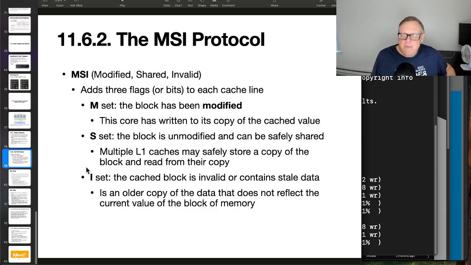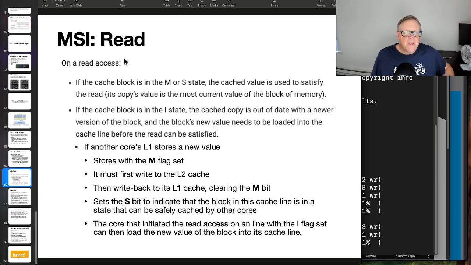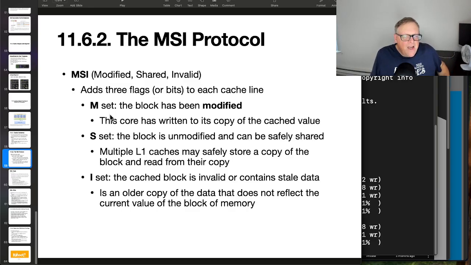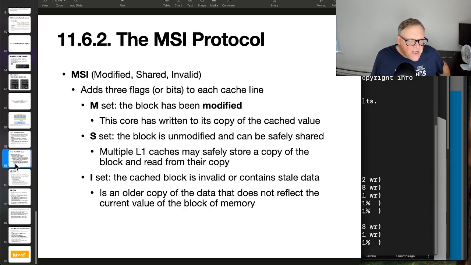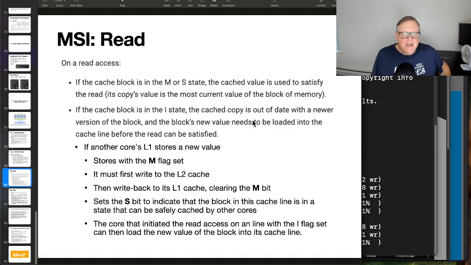So you'll have to update these statuses of the block so you know whether that block's data has to be refreshed before you can use it. On a read access, if it's in the modified or shareable state, then you can trust it. But if it's in the I state, which is the invalid state, then you're out of date and you're going to have to load the new block before you can use it. That's the game. All right.